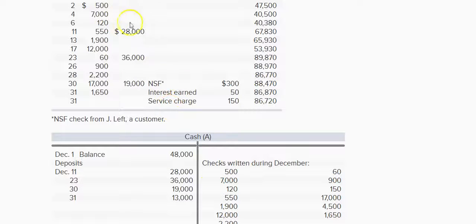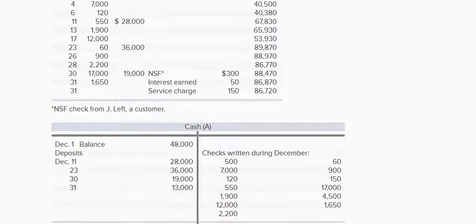A check for $120, it was cashed by the bank. A check for $550, cashed. $1,900, cashed. $12,000, it was cashed. And we've got one at the very bottom there for $2,200, and that was indeed cashed a little bit later.